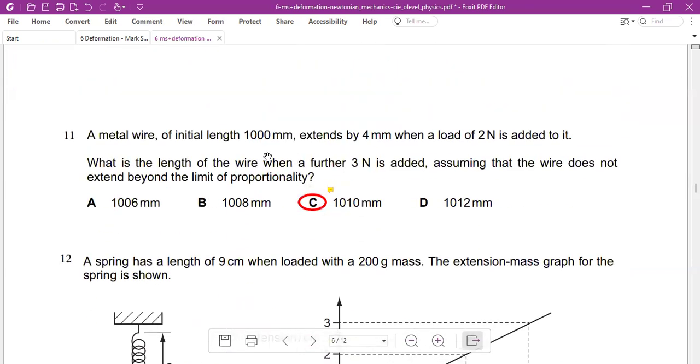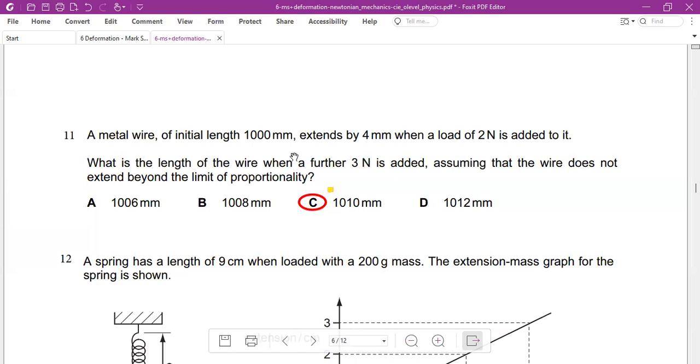Next question. There is a metal wire, 1000 mm, that extends by 4 mm when a load of 2 Newton is added to it. What is the length of the wire if a further 3 Newton is added, assuming that the wire does not reach the limit of proportionality? So again, we calculate the extension per Newton. 4 mm is the extension for a 2 Newton load. Divide 4 by 2 and that gives you 2 mm per Newton load. And then if it is 2 mm for 1 Newton, a 3 Newton load will give you 6 mm.